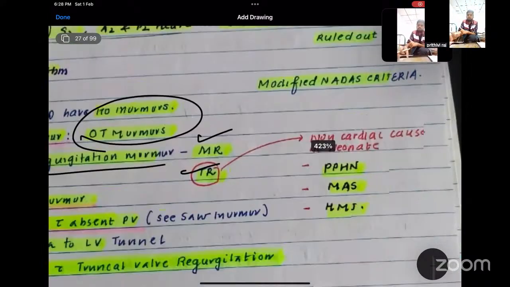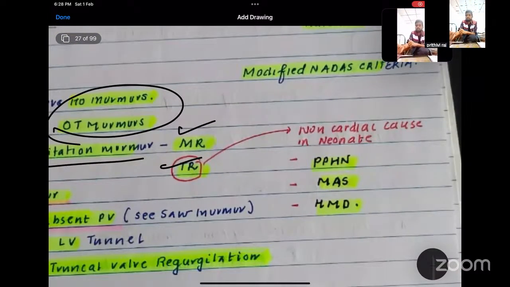What are the non-cardiac causes of tricuspid regurgitation in a neonate? One most important thing is PPHN. What is this PPHN? Persistent pulmonary hypertension. That is the persistence of your fetal circulation, which we have already discussed in the previous fetal circulation class. A brief account I have already given, so I'm not going to do it in detail. The details will be covered in subsequent classes. Another one is MAS, that is meconium aspiration syndrome. And the third one is hyaline membrane disease.